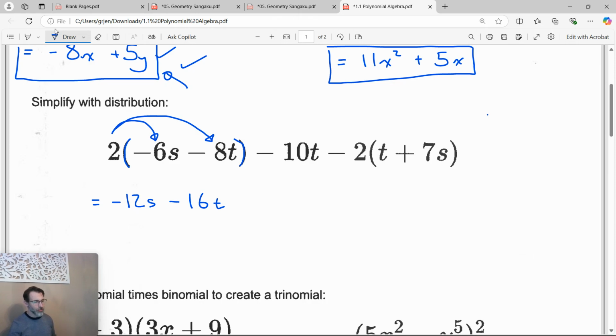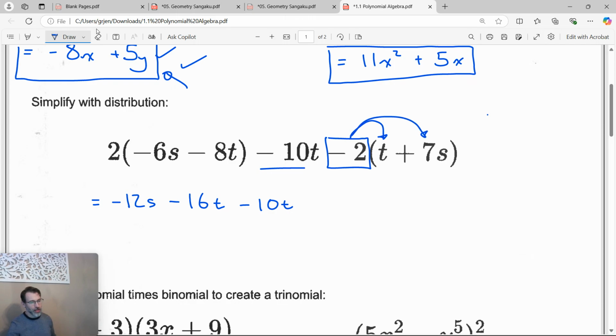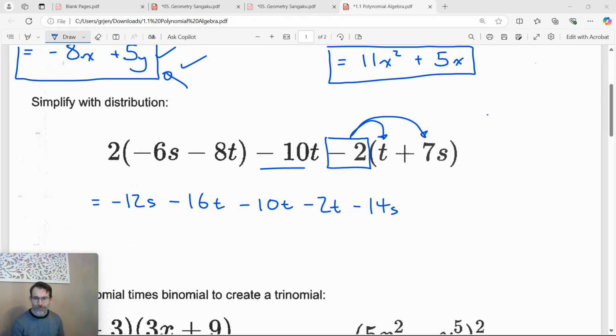Okay, so I have to remember to do both of these multiplications. If I forget one, I'm wrong. It's just not correct anymore. All right, this minus 10t is going to hang out and wait for friends to get together. But we're going to now do this minus 2 multiplied by t multiplied by 7s. So that's minus 2t minus 14s. One moment, please. Okay, let's carry on.